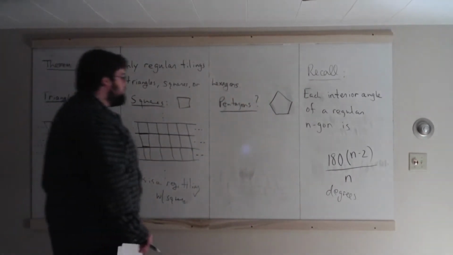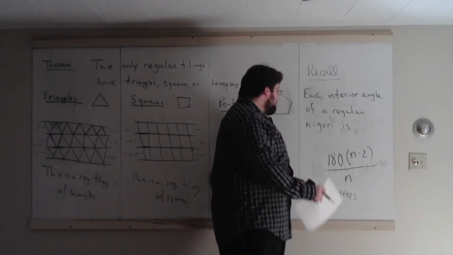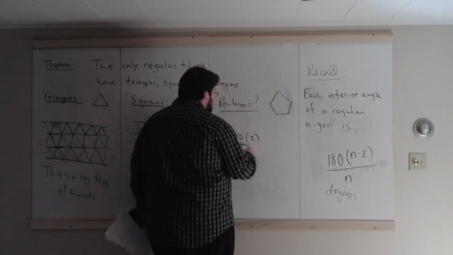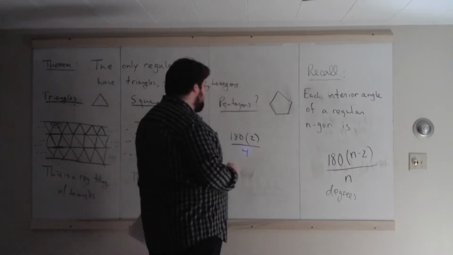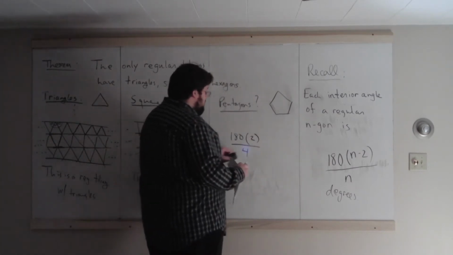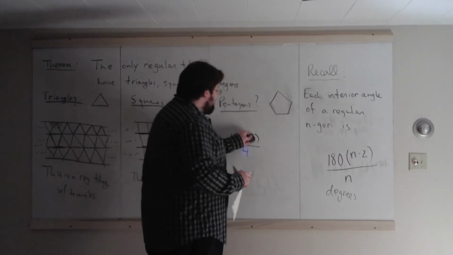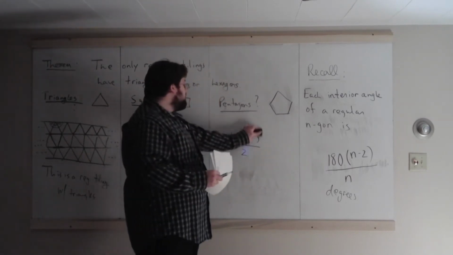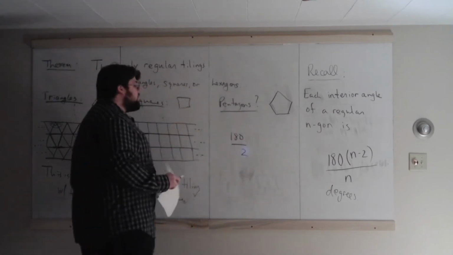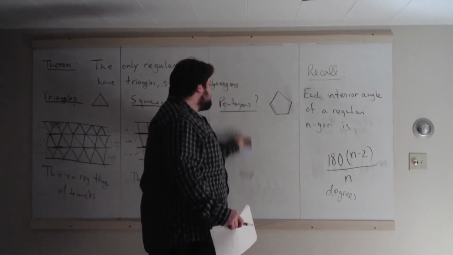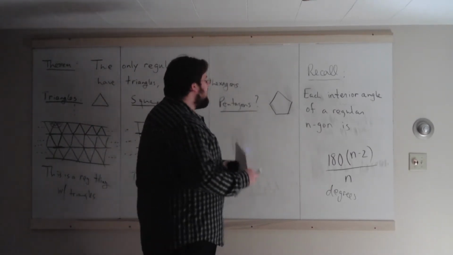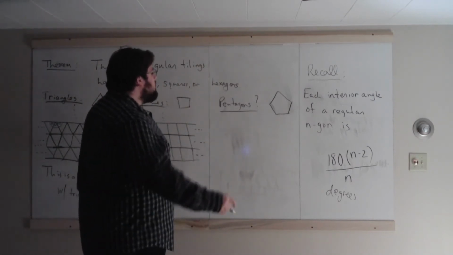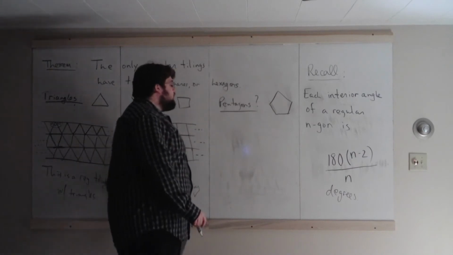How about a square? If n equals 4, 180 times 4 minus 2 divided by 4, well, 2 divided by 4 is a half, and 180 divided by 2 gives us 90. What about a pentagon? Because that's the one we're looking at. How many degrees is an interior angle of a pentagon?